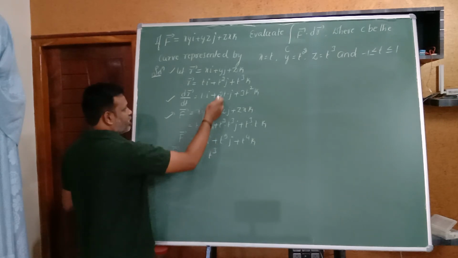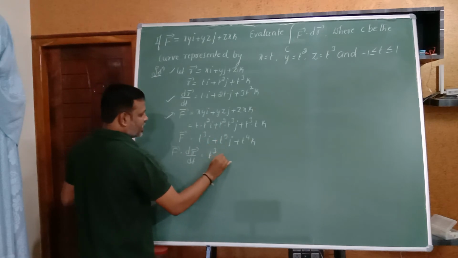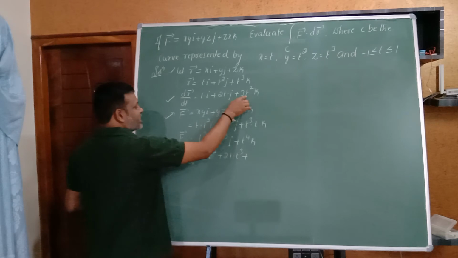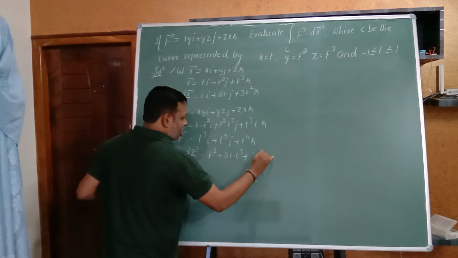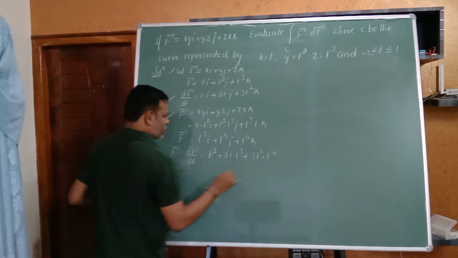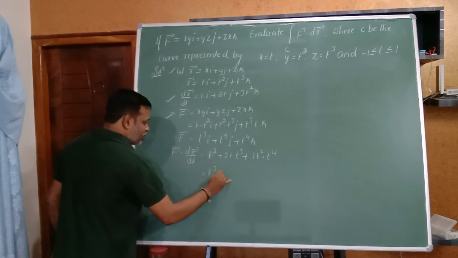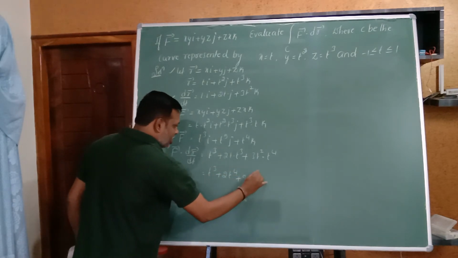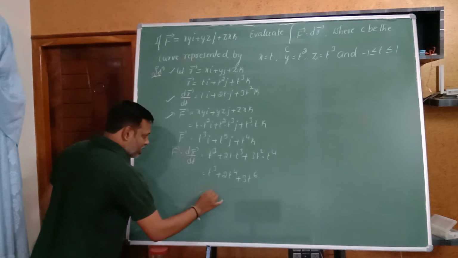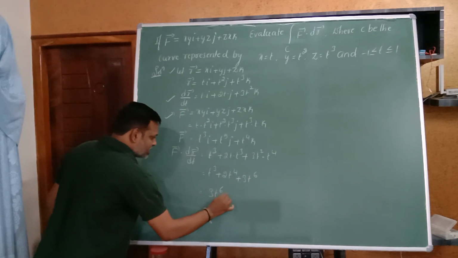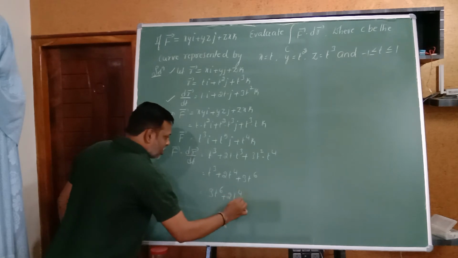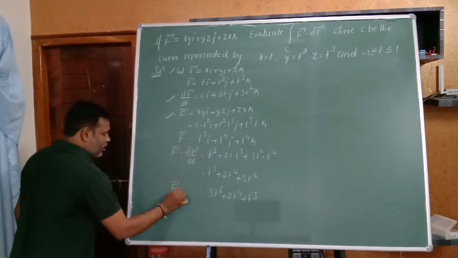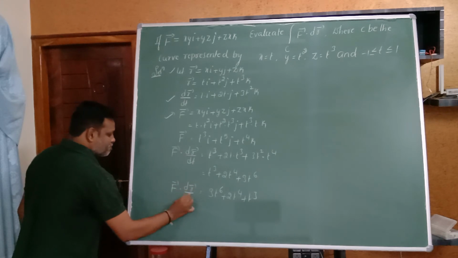The next one is 2t into t power 5. Next coefficient is 3t square into t power 4. What you will get: t cube plus 2 into t power 6 plus 3 into t power 6. You can rearrange this from the higher order: 3t power 6 plus 2t power 4 plus t cube. This is F vector dot dr by dt.